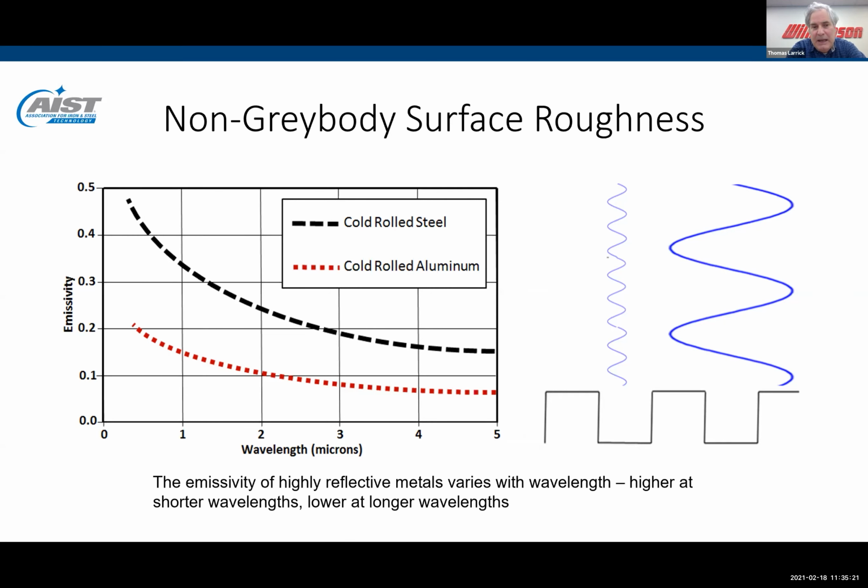And so a multi-wavelength pyrometer may have one algorithm for an aluminum surface. It may have a different algorithm for a zinc surface. It may have a different algorithm for a steel surface.